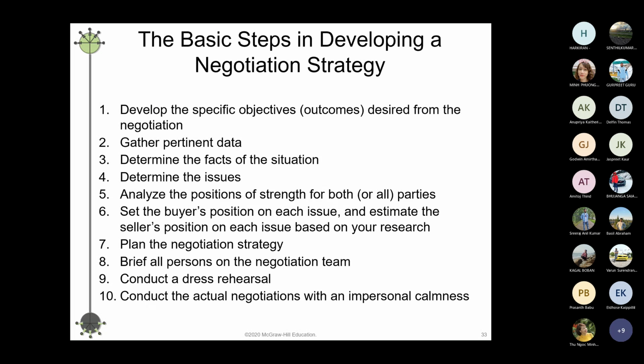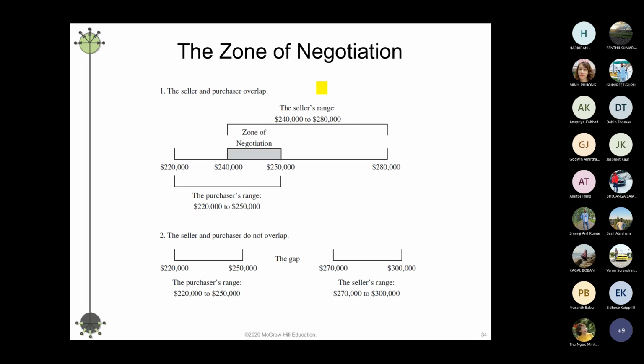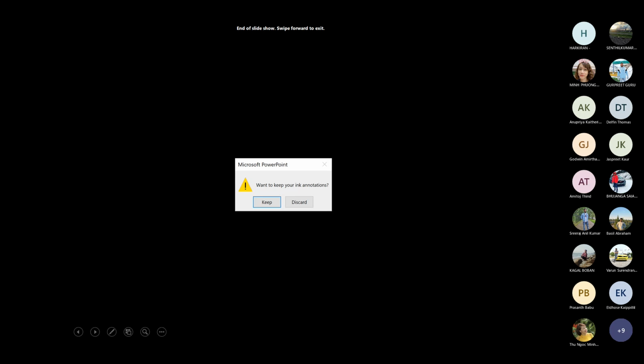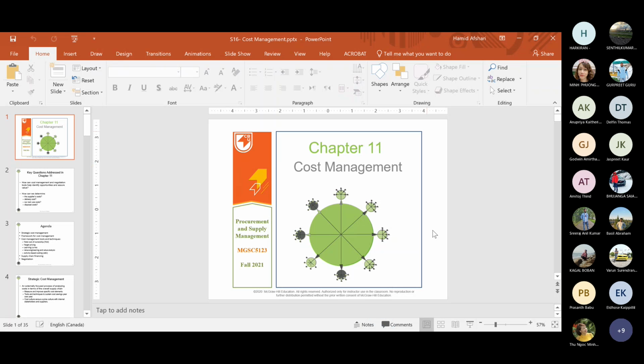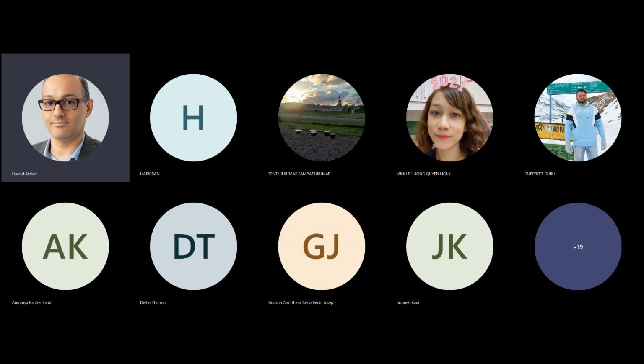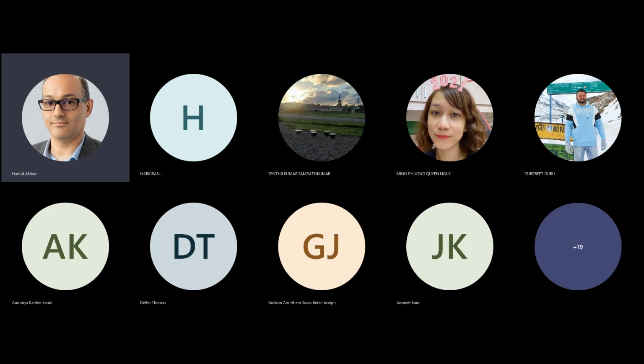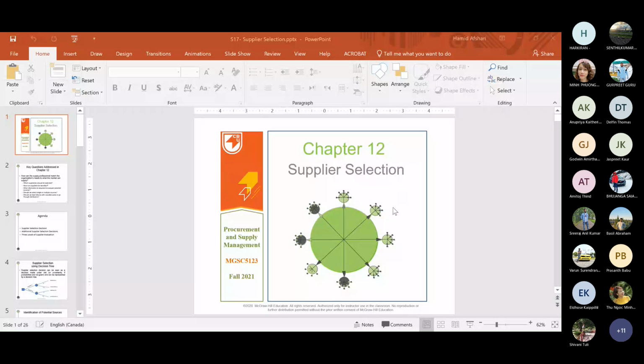And then the mechanism of that and how to find the zone of negotiation. I think that's all for this chapter. And then we move to chapter 17, I guess. Chapter 17, which is supplier selection. It was also a very interesting topic.